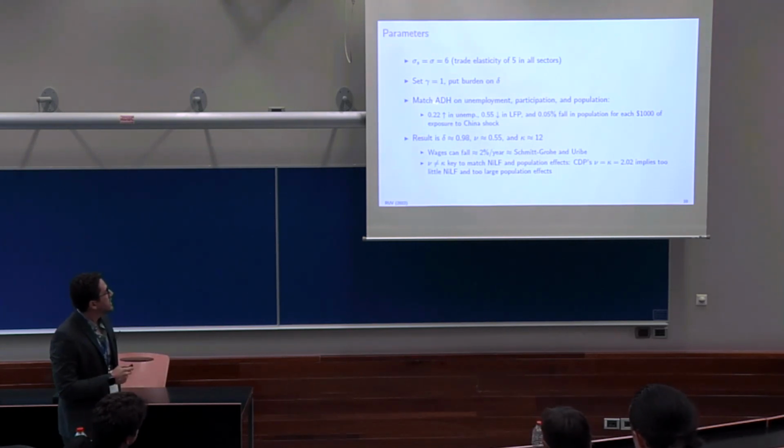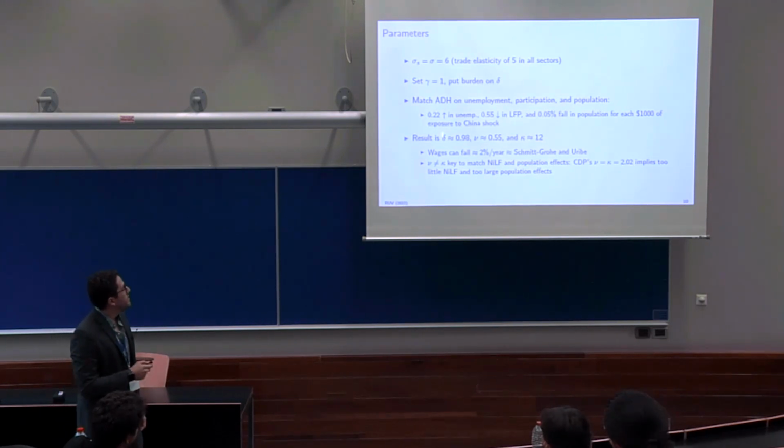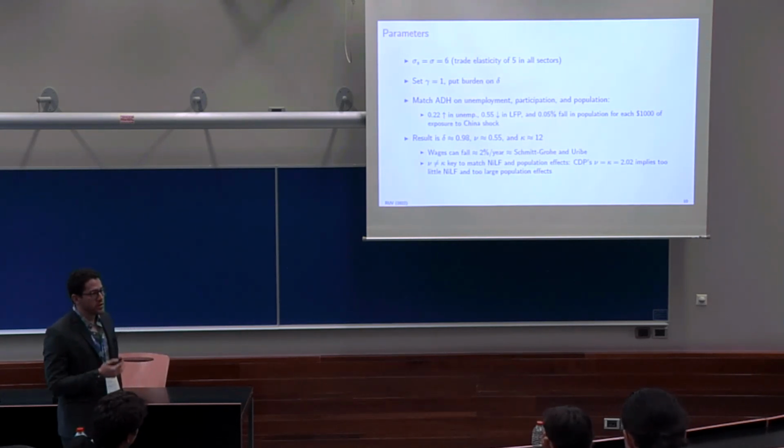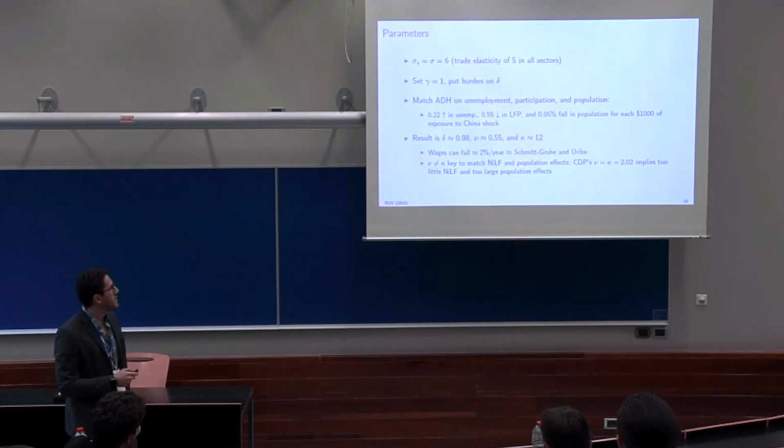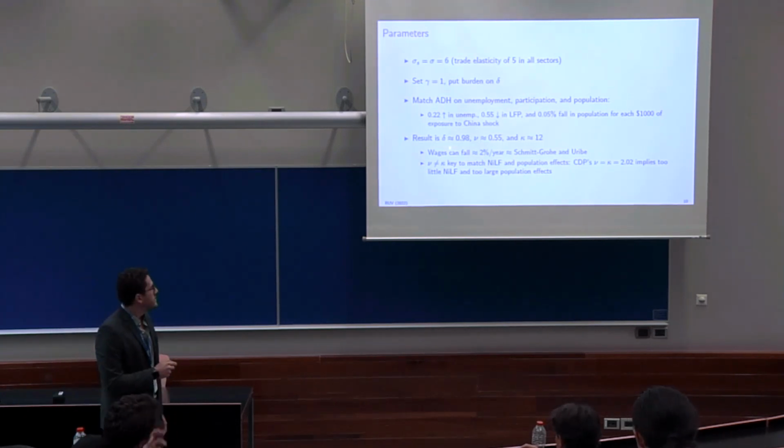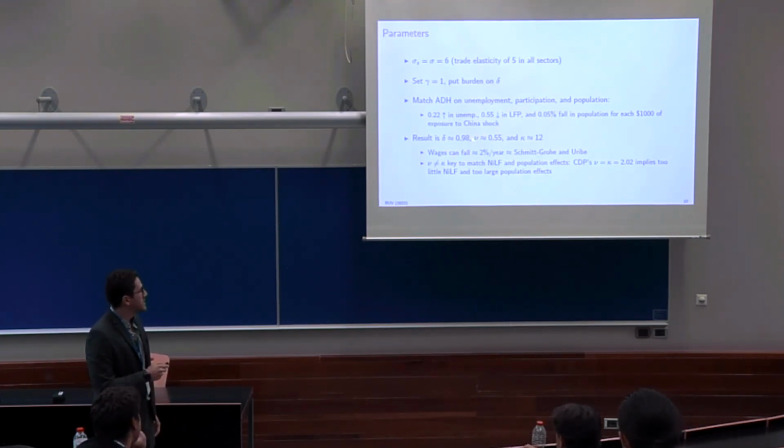And then we're going to match the ADH evidence on unemployment, participation, and population that I showed you in the red rectangle, which is here, like the 22 basis points higher unemployment to population ratio, etc. And what we obtain is that delta is very close to 0.98, so that wages can fall 2% per year. The new inverse elasticity of moving across sectors is 0.55, and the kappa inverse elasticity of moving across regions is 12. So two things to note here. First, there is a higher elasticity of moving across sectors than of moving across regions, because this is inverse, and they're pretty different, and that's important to match the ADH evidence.